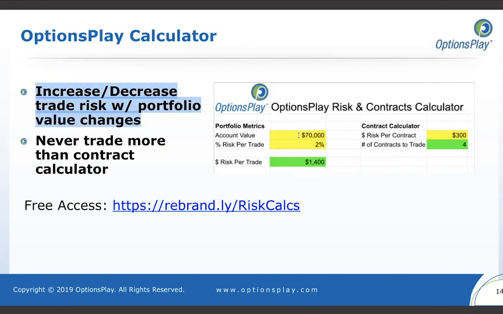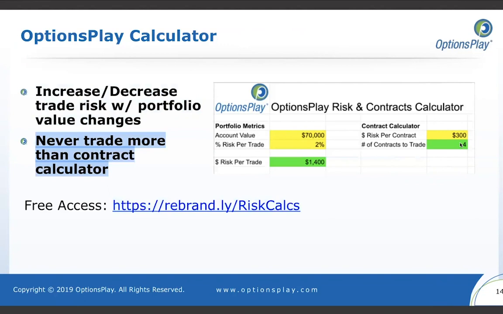And you want to do this on a fairly regular basis. You don't have to do it every day, but you certainly want to do it, in my opinion, at least once a month to recalculate the appropriate number of contracts to trade per trade. And you never want to trade more than the number of contracts that the calculator spits out, because if you do, then you're putting yourself at risk of potentially blowing up your account.